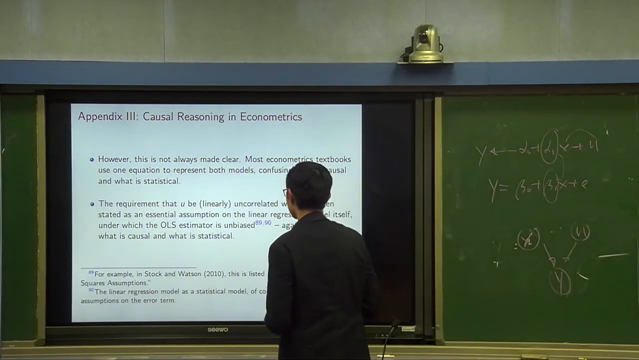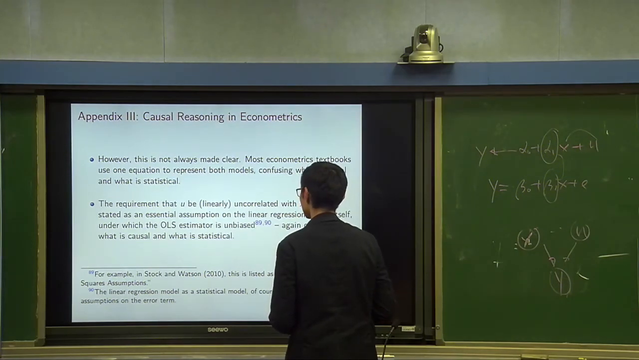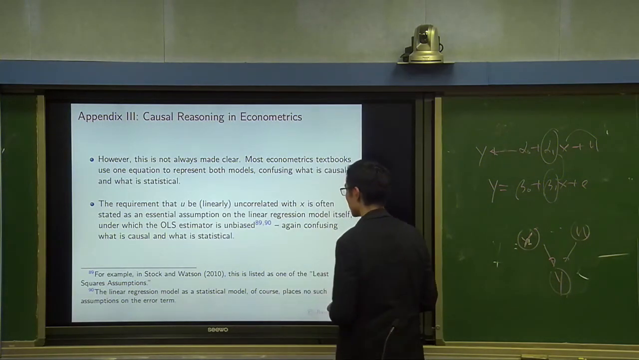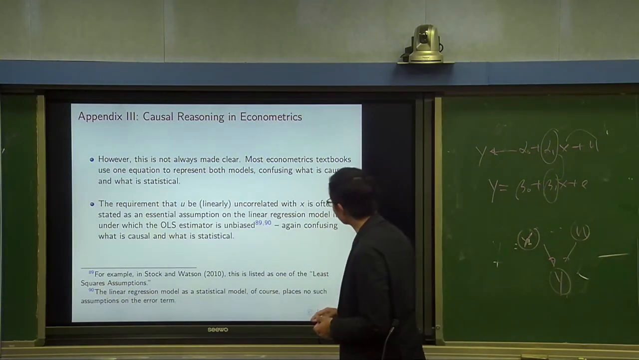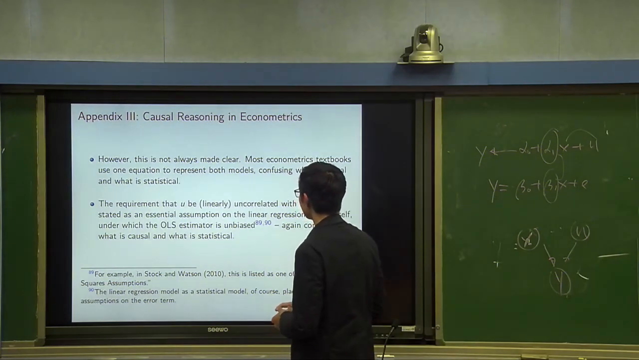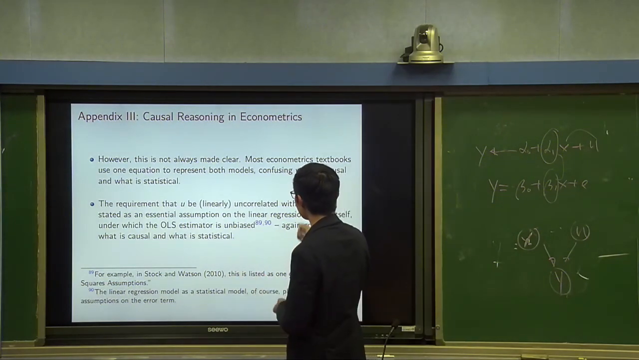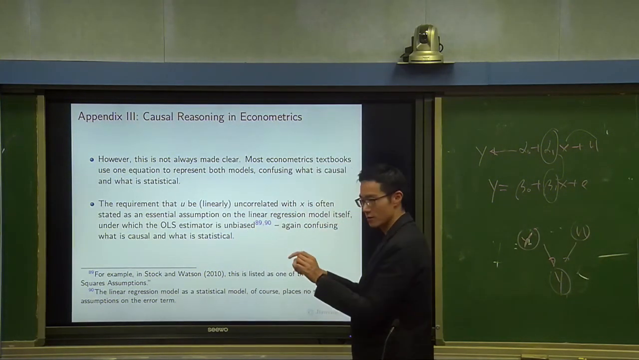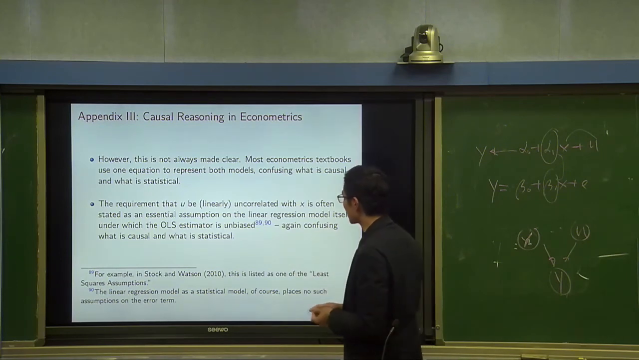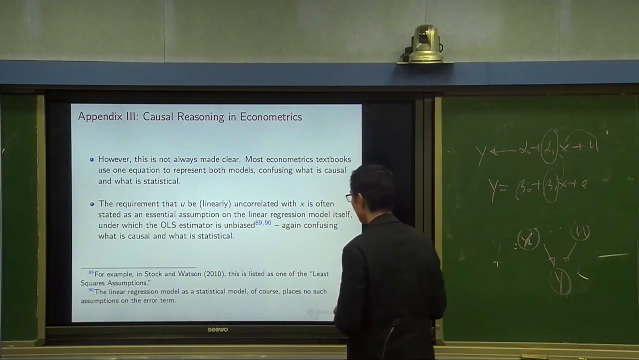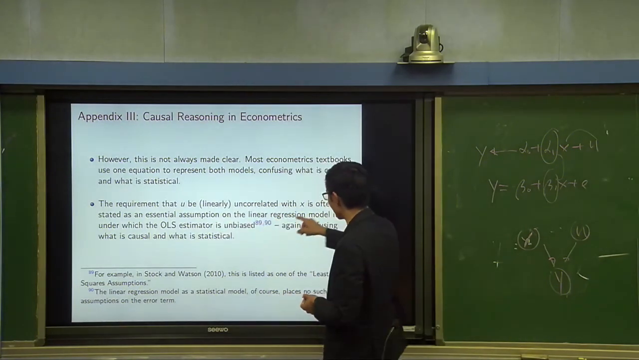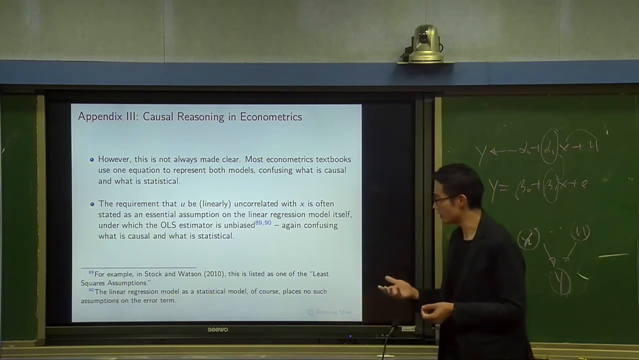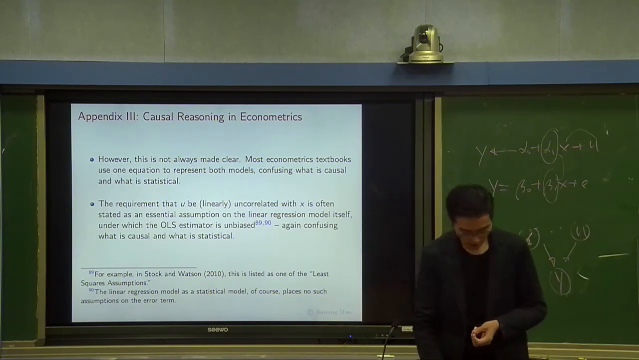Now, what else? So the requirement that u is linearly uncorrelated with x is often stated as... so really the problem here is most econometric textbooks use one equation to represent both the causal and the statistical model. So it's confusing what is causal and what is statistical. The requirement that u is uncorrelated with x is often stated as an essential assumption on the linear regression model itself, under which OLS is unbiased. Okay, so this is again, to me, confusing what is causal and what is statistical.